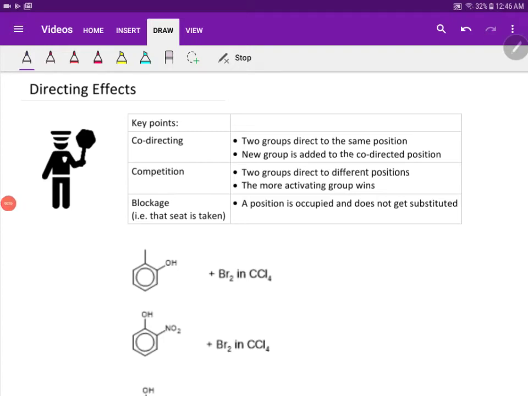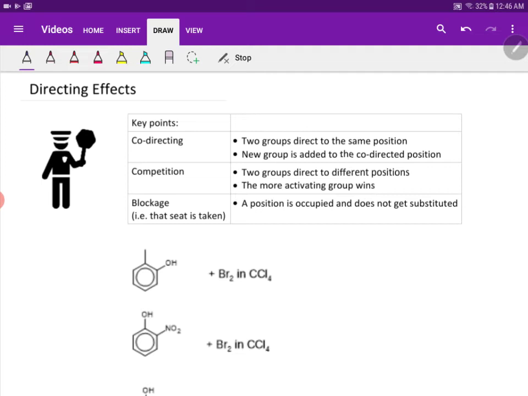Hi everyone, today we are going to talk about the directing effects of a directing group attached to a benzene ring. Knowing how to answer this type of question is important because this is the first step before you can go ahead with the drawing of the electrophilic substitution mechanism.